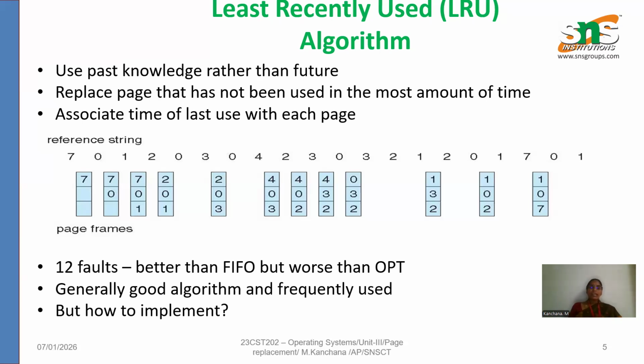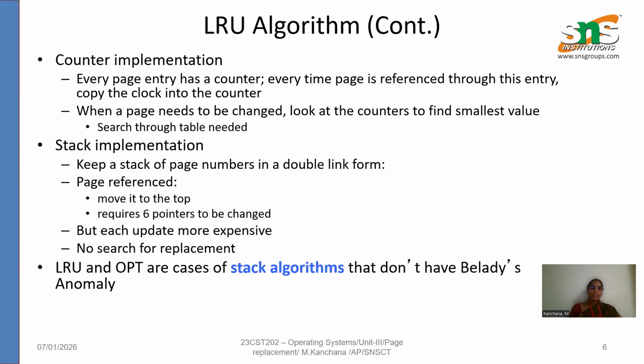LRU sounds great on paper, but how does an operating system actually implement it in code? There are 2 ways. One is counter implementation, and another is stack implementation. First is the counter implementation. Every single page entry in the table gets a little counter field. Every time the page is referenced by the CPU, we copy the current clock time into the counter. When a page fault happens and we need to replace a page, the OS searches through the entire table to find the page with the smallest counter value. The second approach is stack implementation.